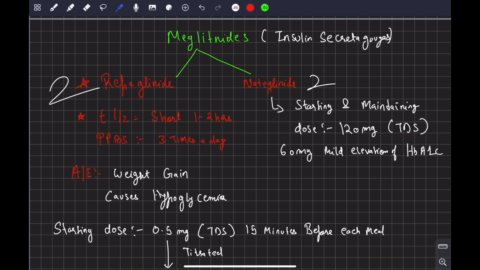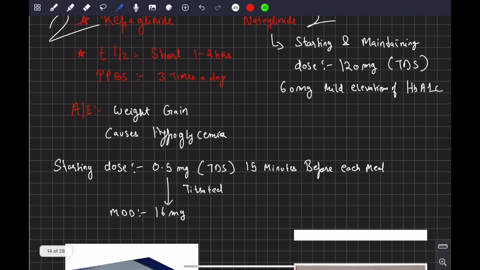The repaglinide half-life is very short, 1 to 2 hours, so given 3 times a day. So half-life is short, action is insulin burst secretion, so it is given before meal, right, and 3 times a day. Adverse effect will be, because it secretes insulin, there will be weight gain, and obviously there will be hypoglycemia. So for repaglinide, what is the starting dose? 0.5 mg TDS 15 minutes before each meal. It can be titrated toward the maximum daily dose of 16 mg.